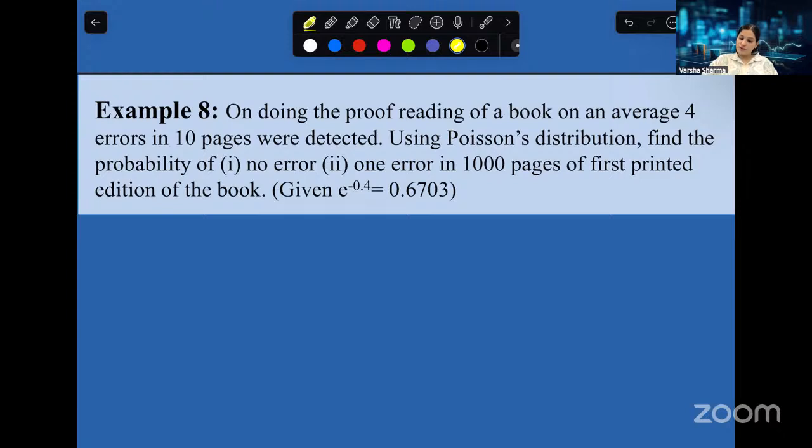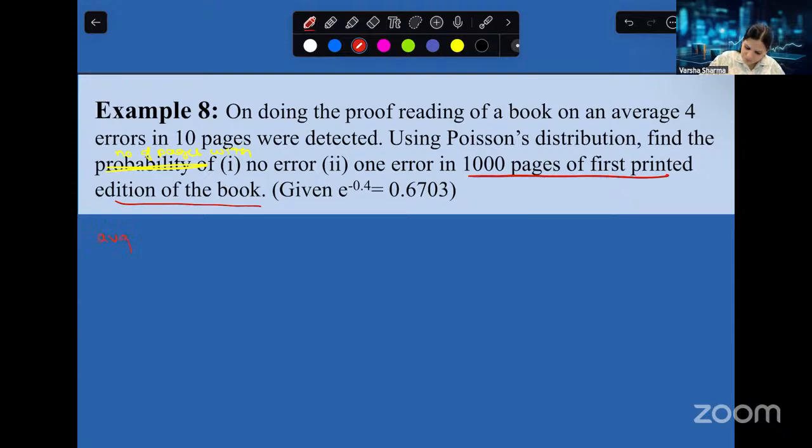Using Poisson distribution, find, okay, question is wrong. Find number of pages with no error and one error in 1000 pages of first printed edition of the book. So I want to find number of pages. If I ever want to find number of pages, I'll do the sum for one page and then multiply it by total. So I have to first find lambda for one page.